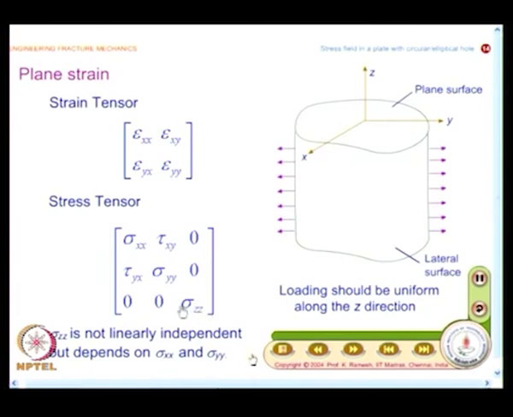And what is the implication of this? See, in a plane strain situation, you would take out a slice and you want the edges to remain straight. The meaning is epsilon z, suppose I have this as a z direction, epsilon z remains 0 means these two surfaces should remain straight. In order to keep them straight, you will have stresses developed in the z direction, only because of that the planes remain straight.